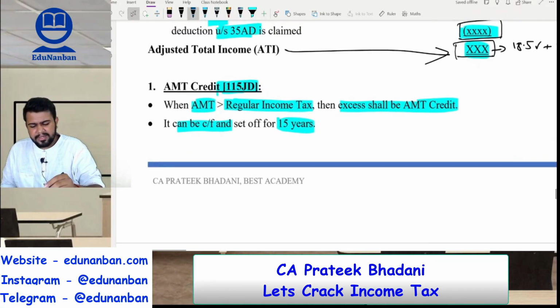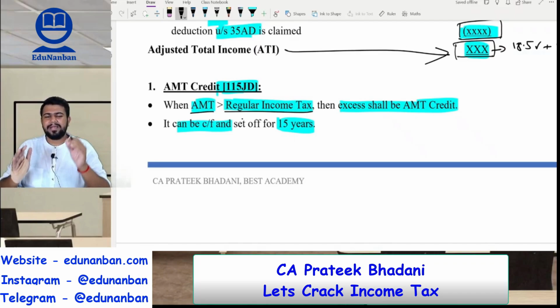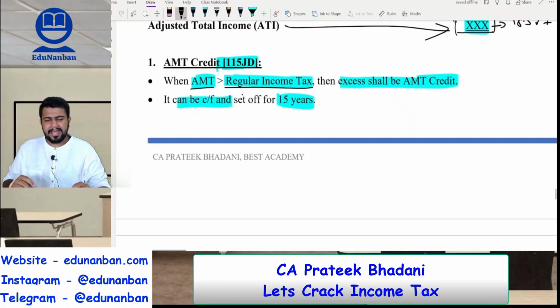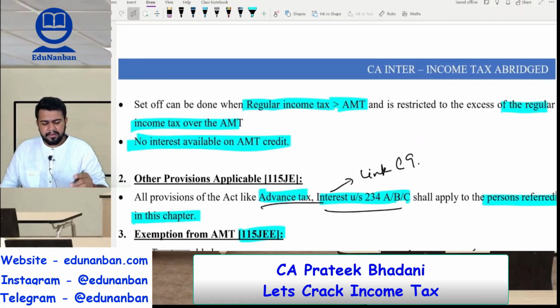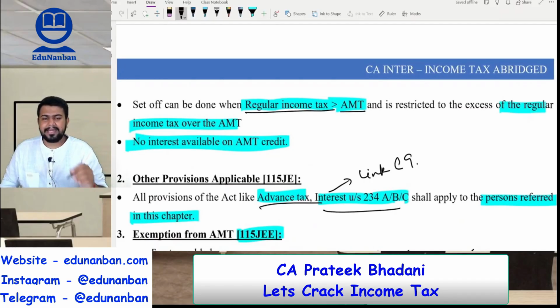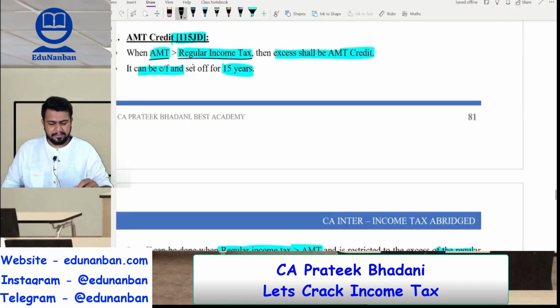Hence, whenever alternate minimum tax is greater than the regular income tax, the difference will be available as AMT credit. This AMT credit can be carried forward for a period of 15 years. And when can you set off this AMT credit? It can be set off when regular income tax is greater than AMT, but it is restricted to the excess of regular income tax over AMT.